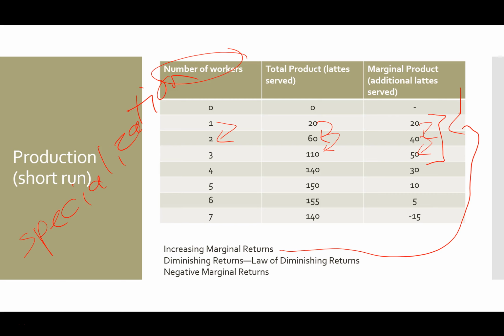So this period here, where the marginal product is going down, but the total product is still going up by somewhat lesser amounts, you know, 30, then 10, and then 5, this is a period called diminishing returns. And then finally, at a certain stage, you're going to be getting negative returns. Somebody who is just so in the way that they are hurting overall output.